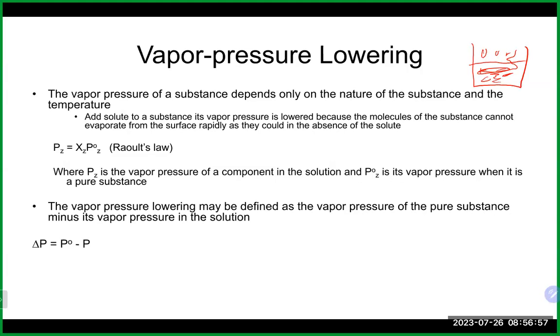So this is P_A equals X_A times P_A naught, where P_A is the vapor pressure of the component in the solution, P naught is the vapor pressure of the pure substance, and X is our mole fraction, which we just talked about. The vapor pressure lowering may be defined as the vapor pressure of the pure substance minus the vapor pressure of the solution. That's the change in pressure, where it started minus where it ends. In this case, where it ends will be less than where it started, and that's why we're subtracting in that fashion.